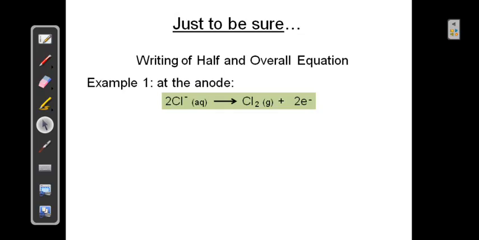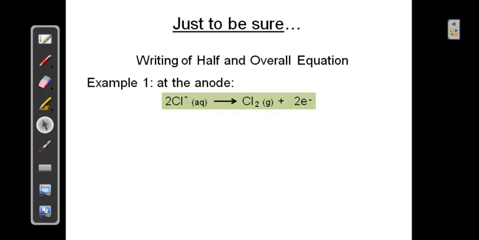So the moment 1 chloride gives off its electron, it will become a chlorine atom, and another chloride gives off its electron, that ion also becomes an atom. So 2 atoms of chlorine will form together, bond together, to be a chlorine molecule, a gas molecule.